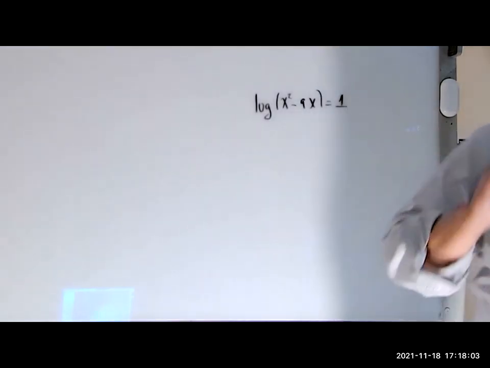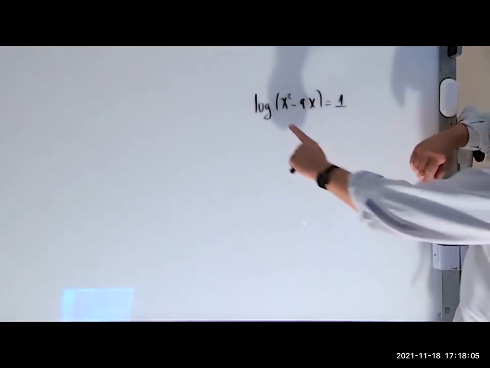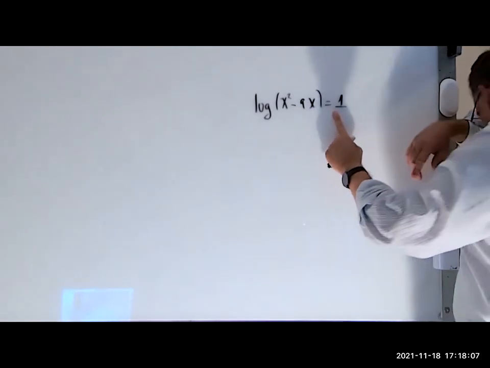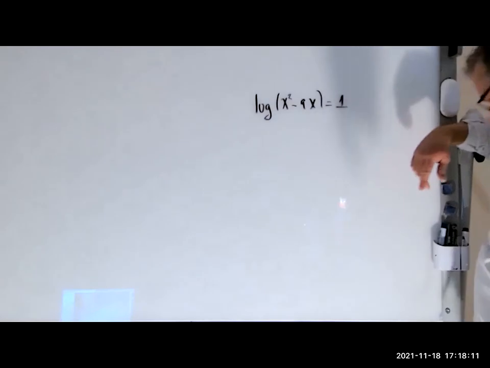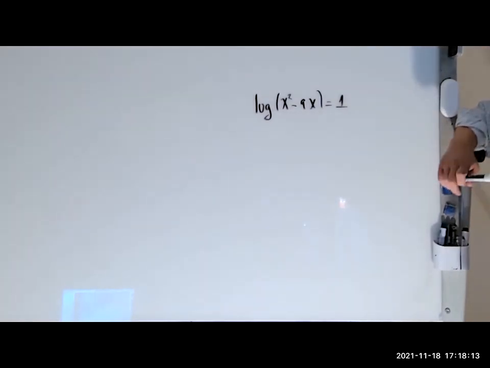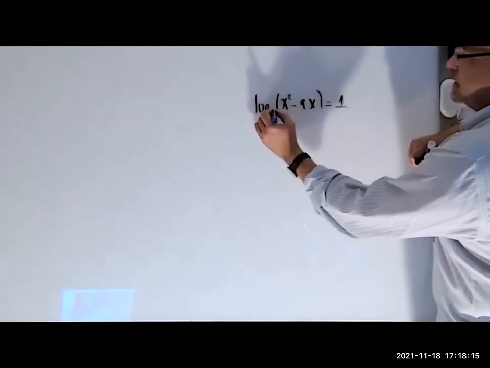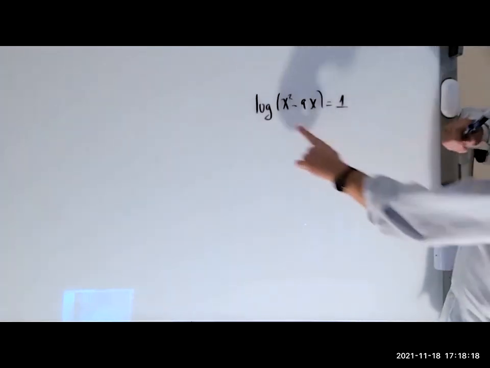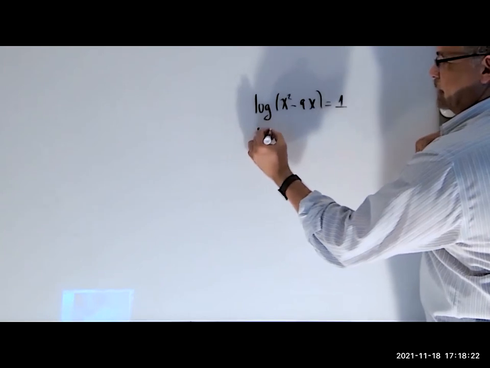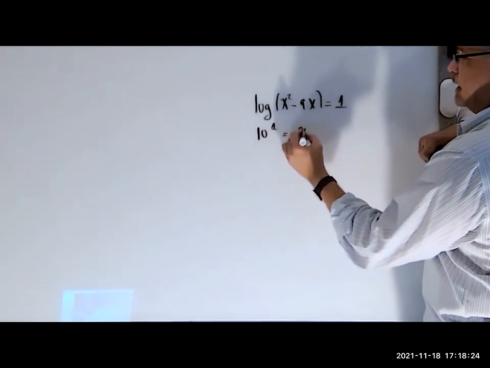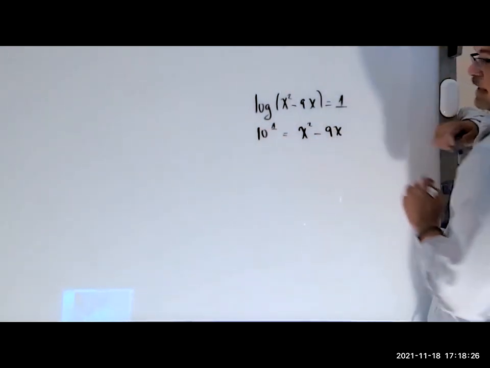Let's work one more. The last one, I have log of x squared minus 9x equals 1. Oops, I don't have a base here. Yes, we do. We always have a base. There is an invisible 10 here. So it's 10 raised to the 1 equals the argument, 10 raised to the 1 equals x squared minus 9x.